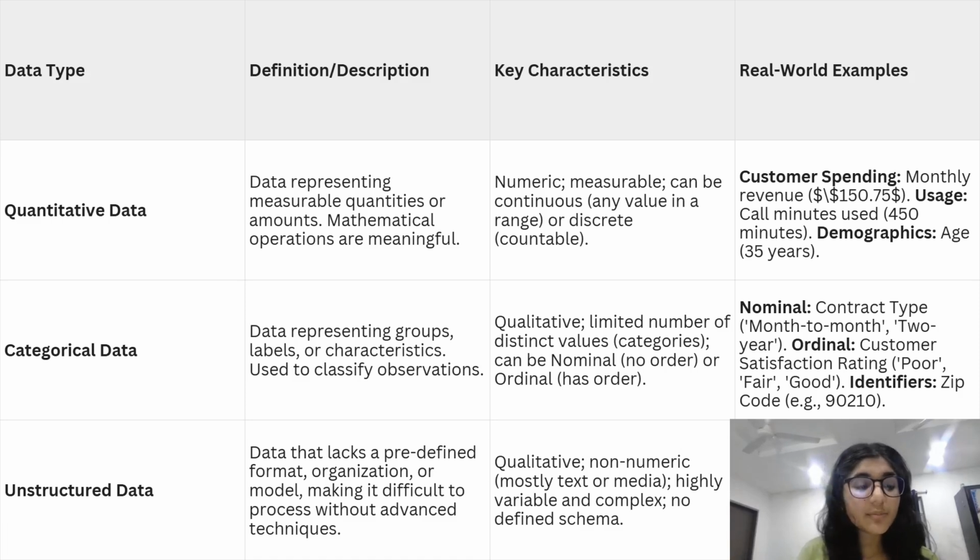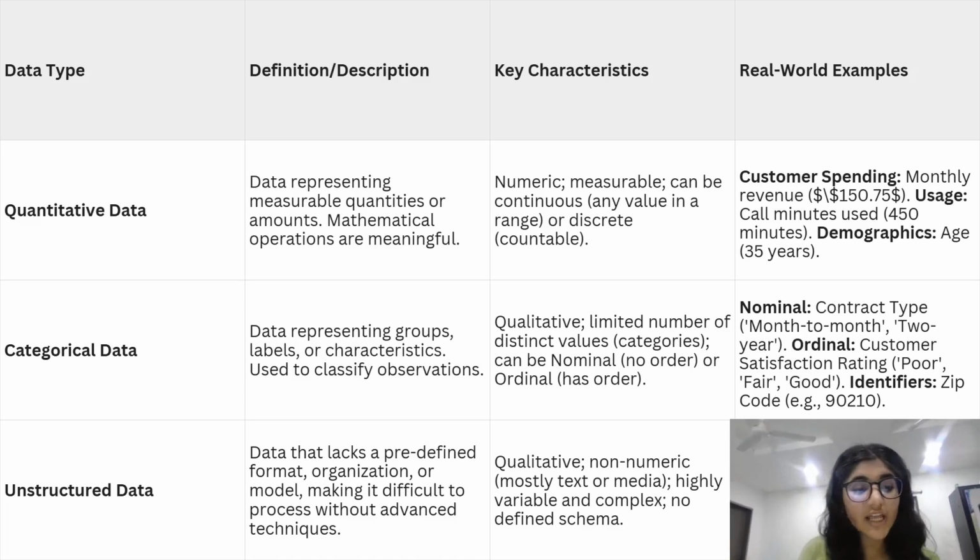Then the second data type is categorical data, that is data representing groups, labels, or characteristics used to classify observations. In this, key characteristics are qualitative, limited number of distinct values, can be nominal or ordinal. The real world examples include, in nominal, contract type, that is month to month, 2 years, and the ordinal is customer satisfaction rating, that is poor, fair, good. And the identifiers are zip code, that is 90210.